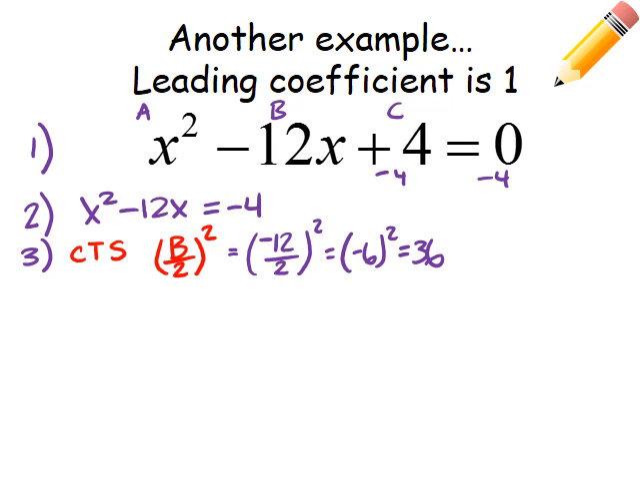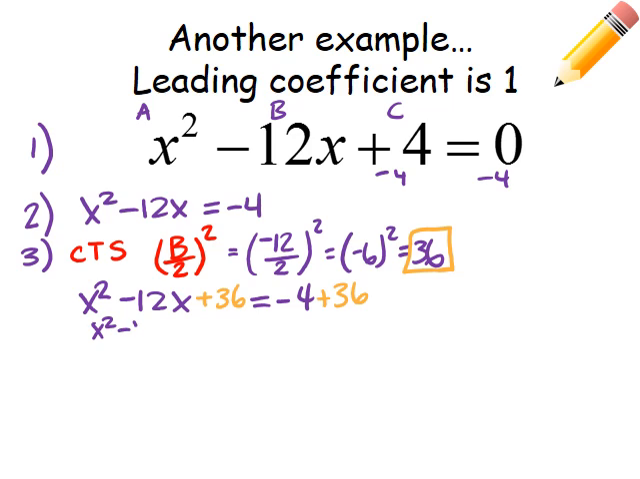In that step, it says complete the square on the left and add to both sides. So I'm going to rewrite my step 2 with a little space in there. And I'm going to take that 36 for completing the square and add it to both sides. Let's simplify that right side down a little bit. I'm left with negative 4 plus 36, which leaves me with 32.